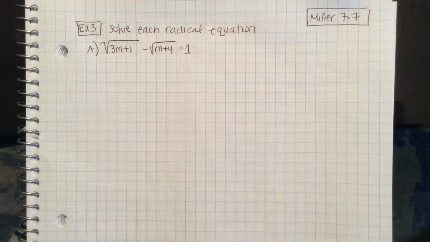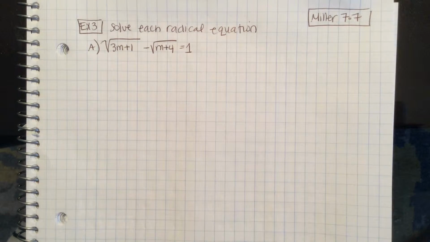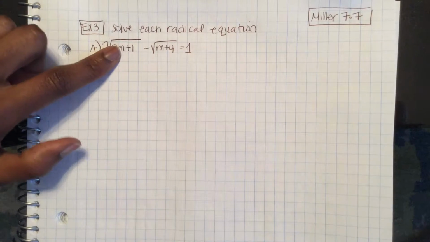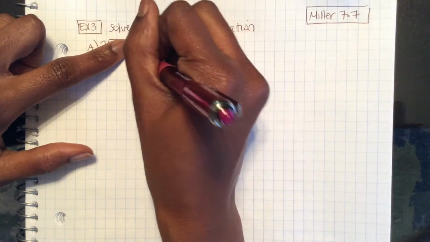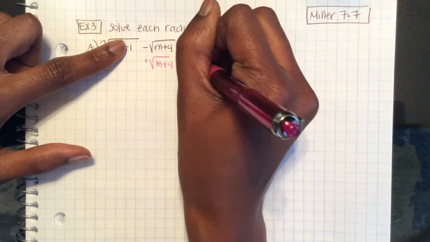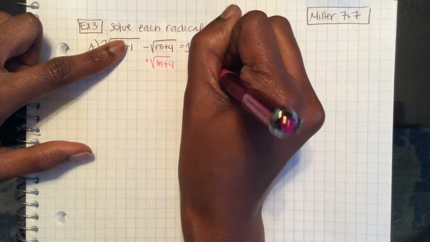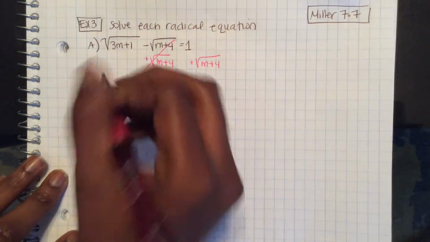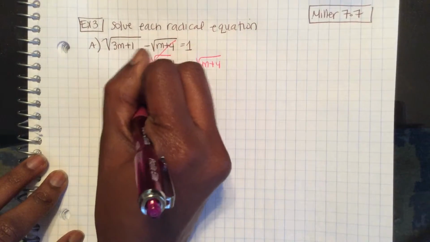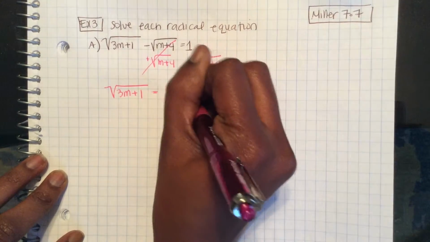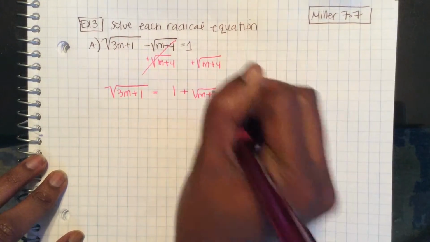Hey guys, in Miller 7.7, example 3, we want to solve the radical equation. So square root of 3m plus 1 minus square root of m plus 4 equals 1. First, I'm going to isolate this one by adding square root of m plus 4 to both sides. Square root of 3m plus 1 equals 1 plus square root of m plus 4.